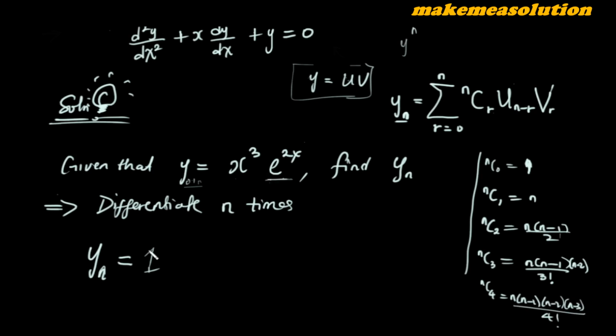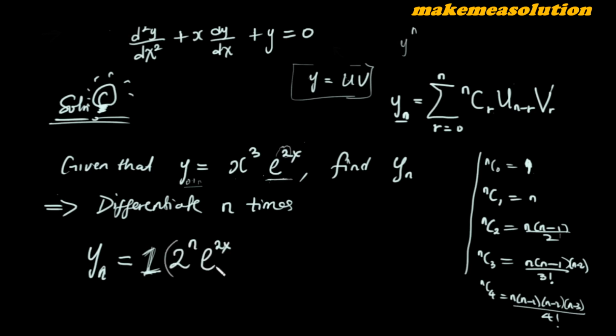So the coefficient of the first term in this nth derivative will be the first combinatorial coefficient, which is 1. Then you take your u, the exponential, and you differentiate it n times. And if you can still remember, when you differentiate an exponential n times, you get 2 raised to the power of n and exponential 2x.